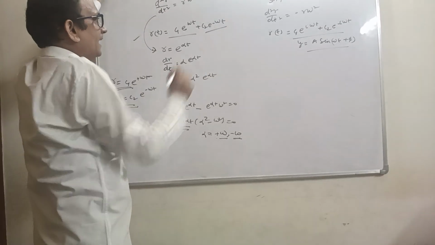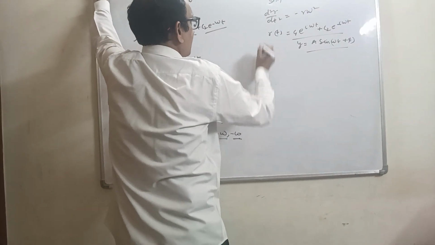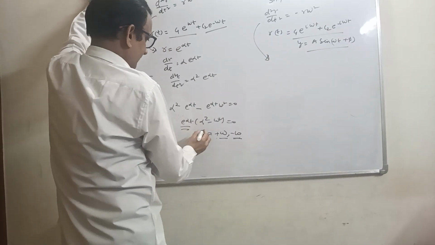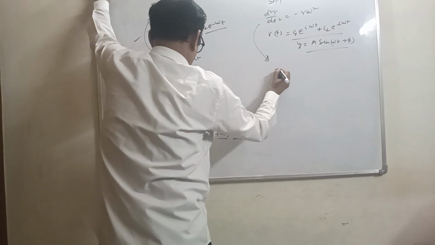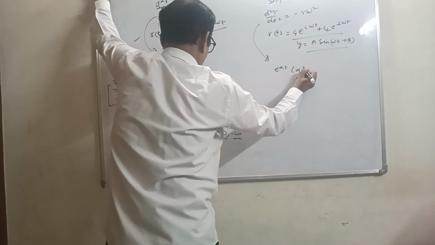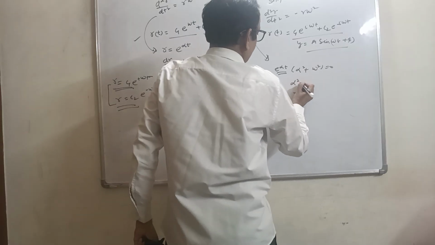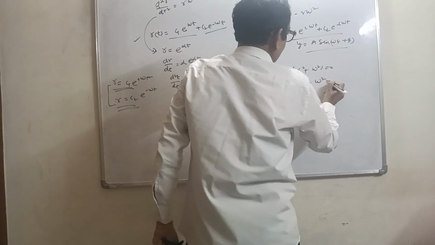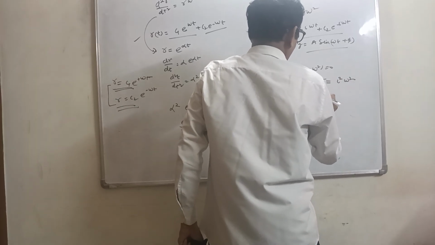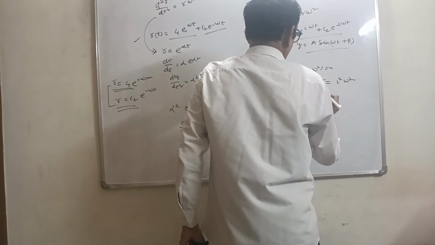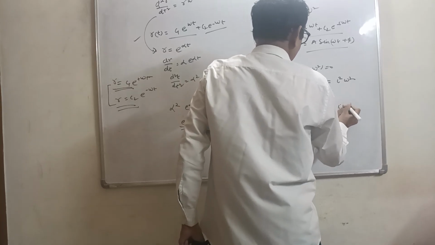In the SHM case, we put r is equal to e raised to power alpha t. So the plus sign becomes because of the minus: e raised to power alpha t into alpha square plus omega square equal to 0. This term cannot be 0, so alpha square is equal to minus omega square. Minus 1 is equal to iota square. So alpha square is iota square omega square, and alpha would be iota omega and minus iota omega. This is the solution here.